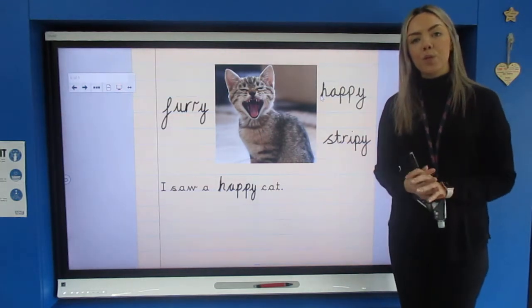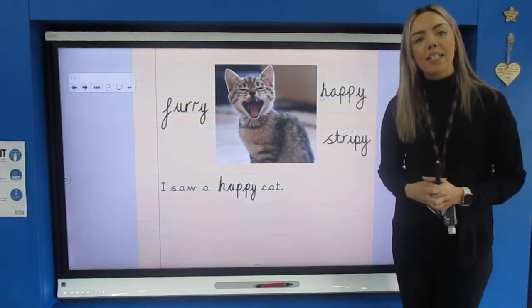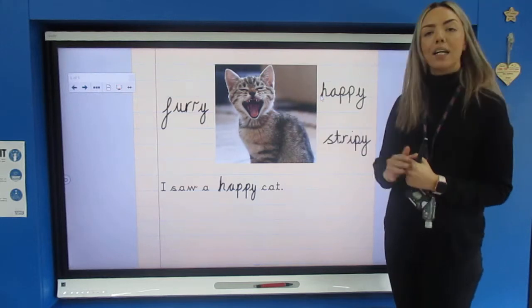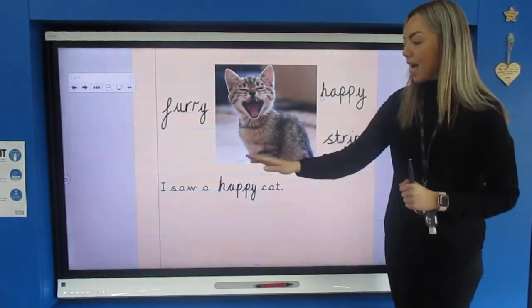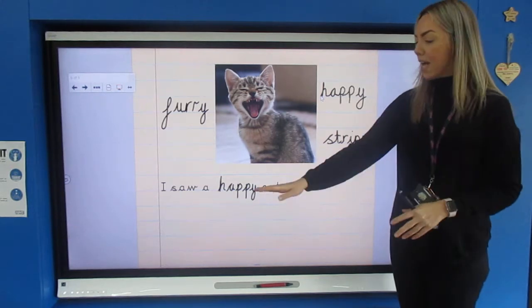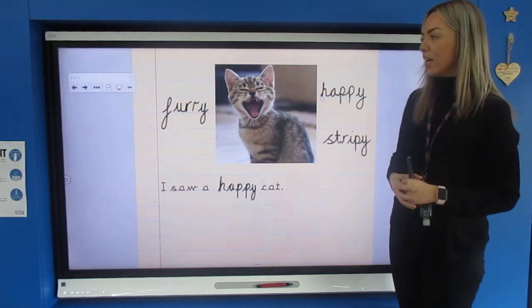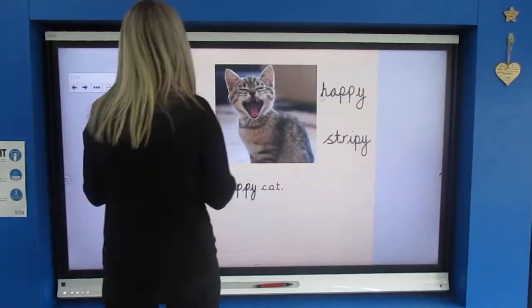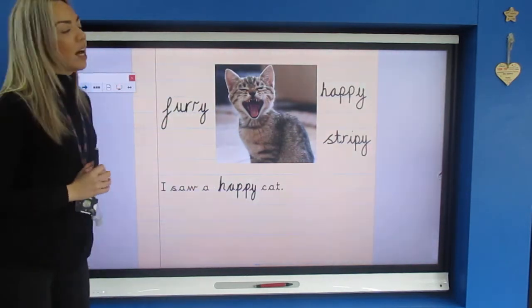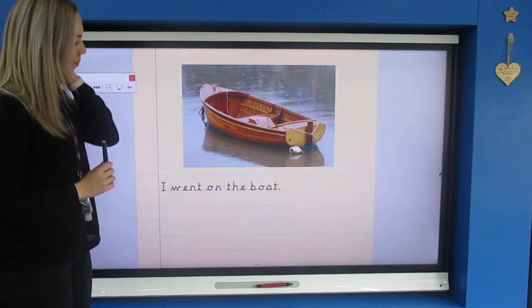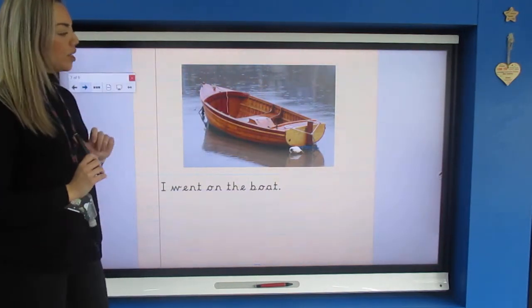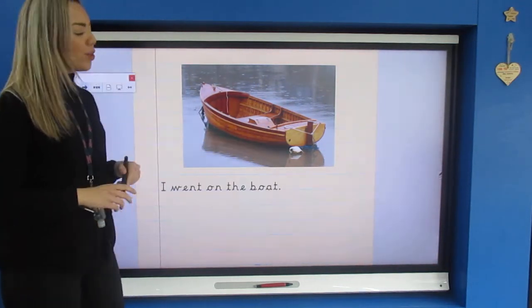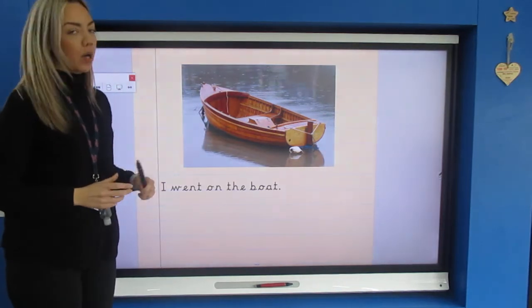So I would like you now to pause the board and have a go at writing 2 more sentences using 2 different adjectives about our cat. So I saw a happy cat, I saw a something cat, I saw a something else cat, okay? You might have different adjectives than me. Off you go. Super. So now we've had a look at the cat, let's have a look at our next one together. So we can see here we have got a boat. So again, on your whiteboard, I would like you to write down some adjectives about the boat, okay?